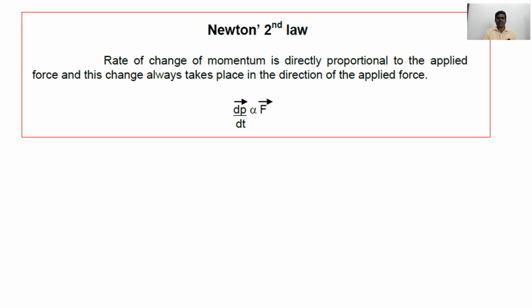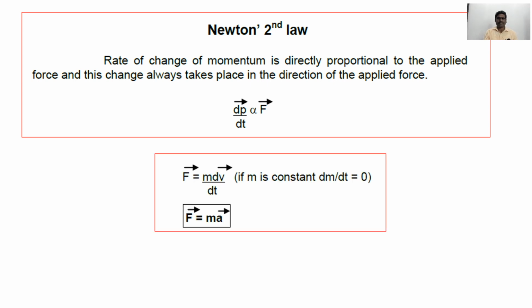Newton's second law of motion. Newton's second law of motion states that the rate of change of momentum of a body is directly proportional to the applied force, and this change always takes place in the direction of the applied force. That is, P is the momentum, dP by dt is the rate of change of momentum, that is, change in momentum with respect to time. Rate of change of momentum is directly proportional to force. dP by dt is proportional to F.